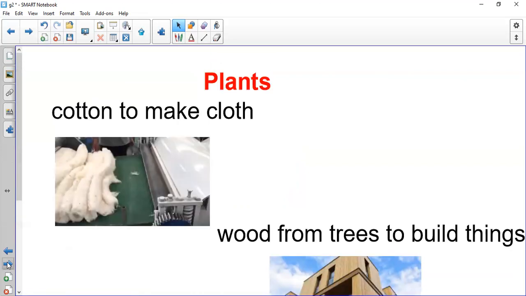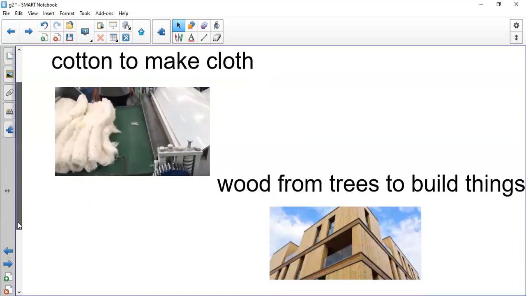Plants. You know that the plants are examples of natural resources. How can we use the plants? First of all, we can eat the plants, like the vegetables and fruits, they are plants and we can eat them. Another way we can use plants is cotton. There's a plant that's called cotton, and Egypt is famous for cotton. Cotton is used to make cloth or clothes.